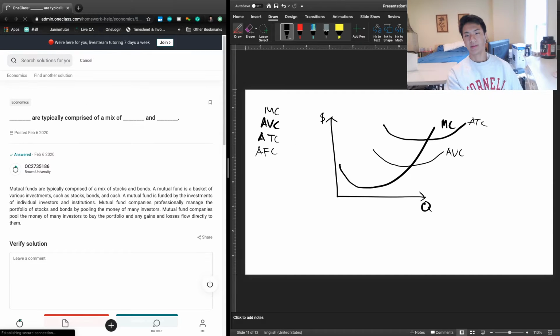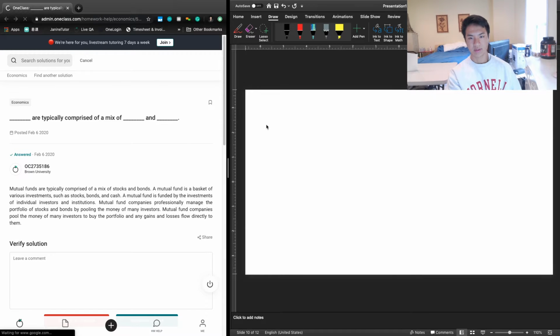All right, let's take a look at the next question. Blank are typically comprised of a mix of blank and blank. And so, this is a question where if we were not given answer choices, we would not really know what is necessarily the case. We could guess, but typically we wouldn't see this type of question without a multiple choice answer, or at least some sort of foreshadowing in a previous class.